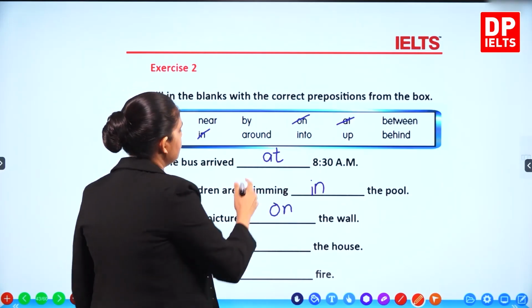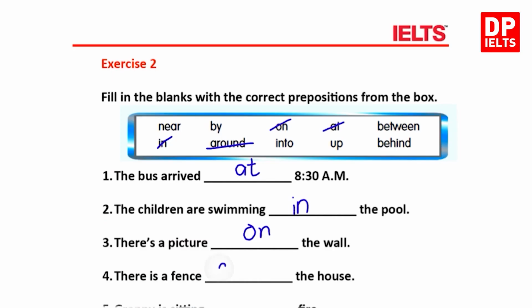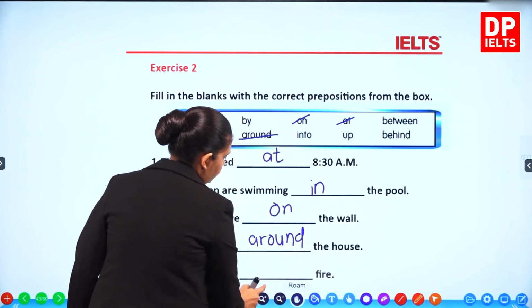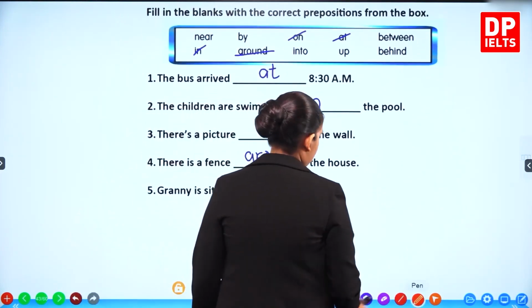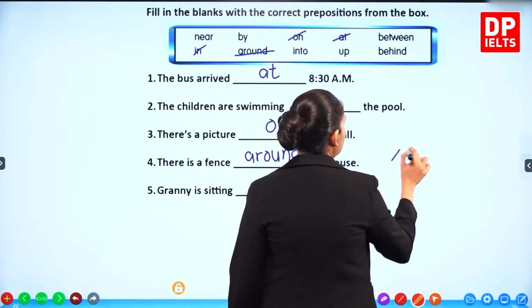There is a fence around the house. Okay? So if I draw it and show you, right? So here is my house.